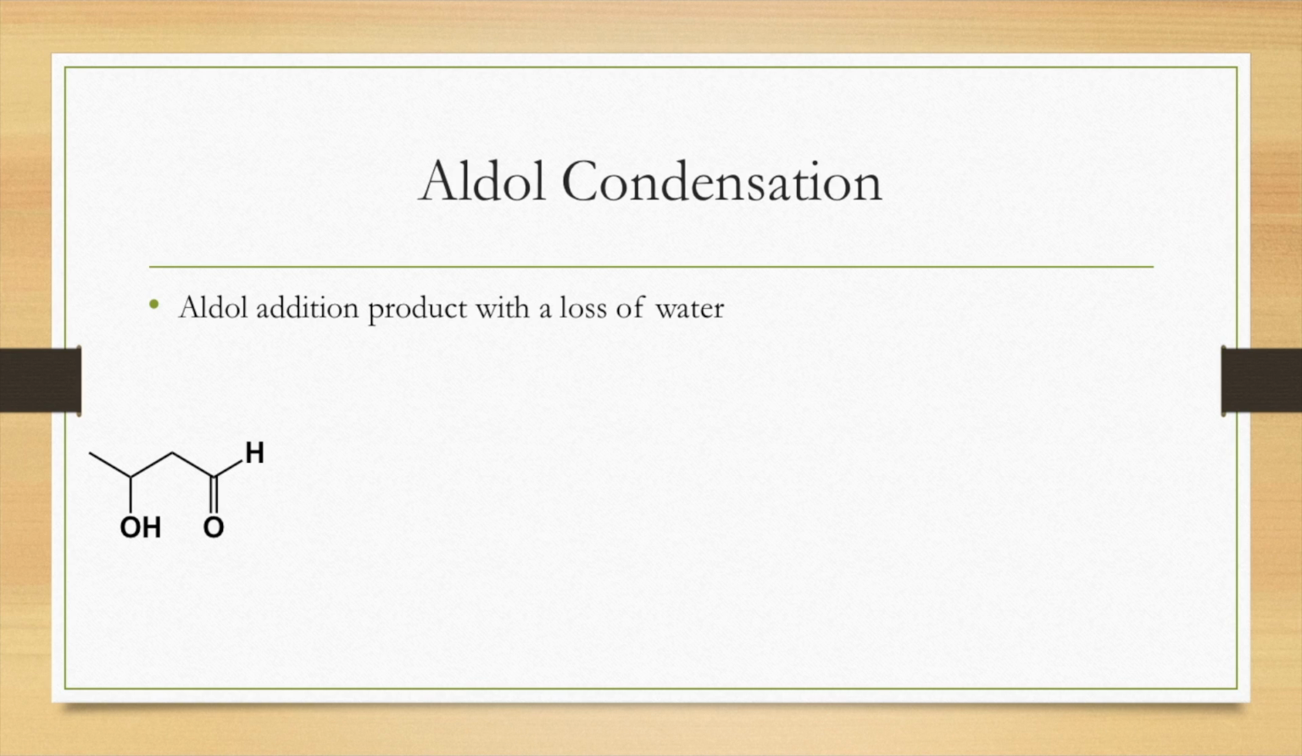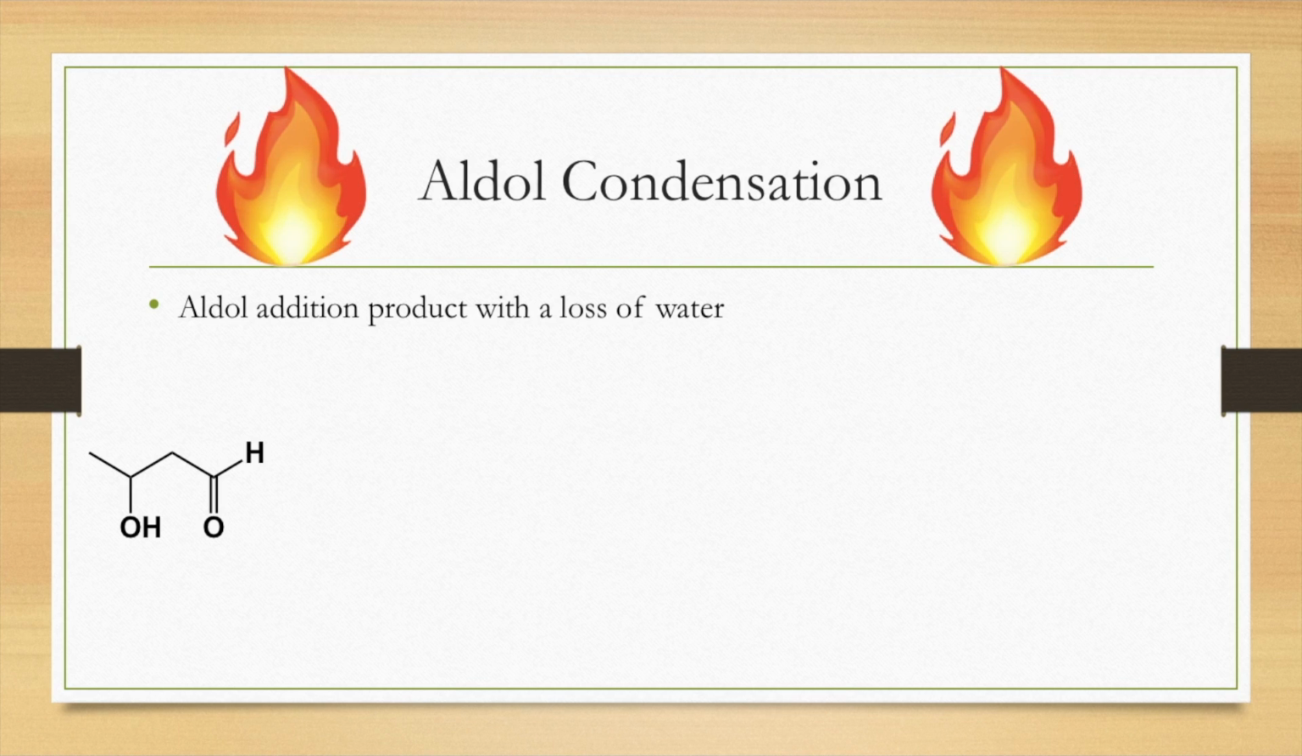Aldol condensations, the second kind of aldol reaction, are similar to aldol additions. In fact, the same reactants are used. The difference is that heat is added. The molecule shown is the product of an aldol addition. In the presence of heat, a base comes in and deprotonates the alpha carbon. This creates an enolate intermediate.